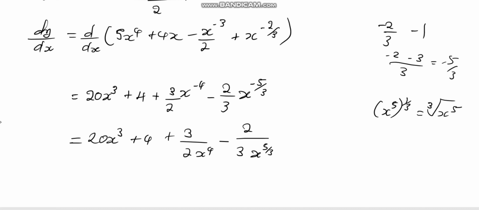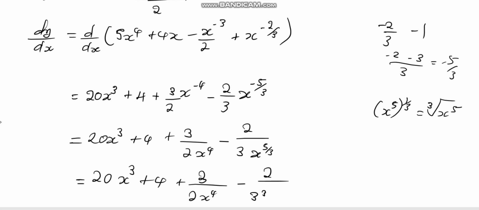So we're going to go right ahead and substitute there. So this is simply going to be 20x to the power 3 plus 4 plus 3 divided by 2x to the power 4 minus 2 divided by 3 times the cube root of x to the power 5. So this becomes the solution to that problem. Okay, let's look at the next one.